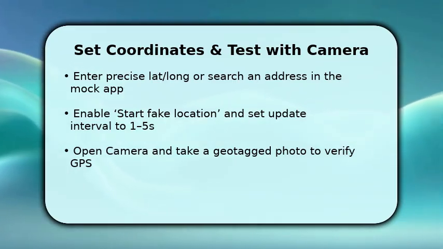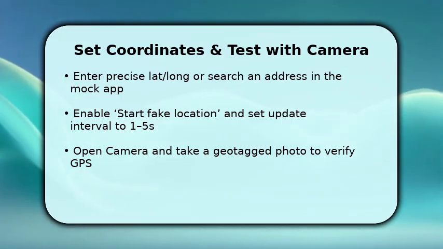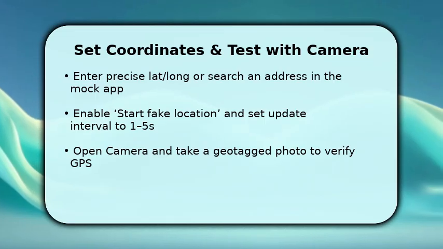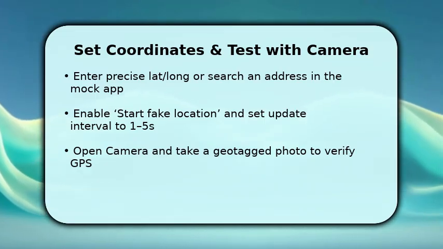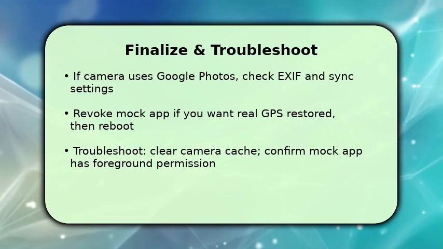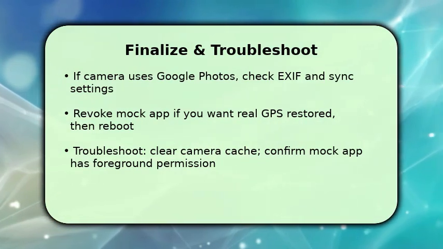Once the fake feed is running, open your camera app and capture a photo. Make sure the camera's location tag reflects the fake coordinates. If not, restart the camera application while the mock service remains active. To finish, verify the image EXIF in a file manager or Google Photos to confirm the altered GPS entry.